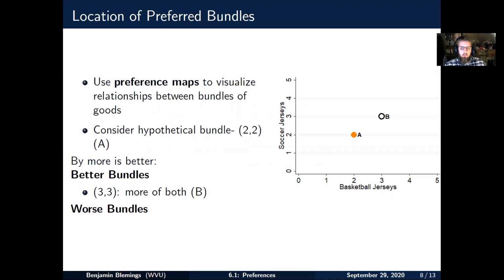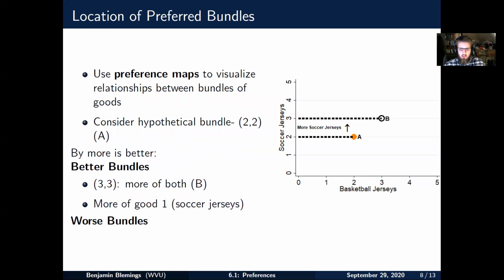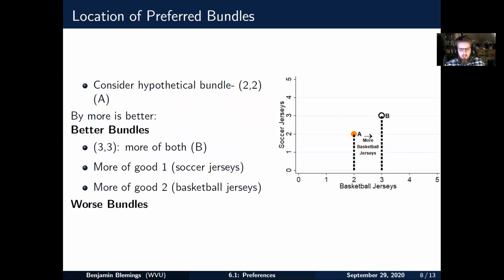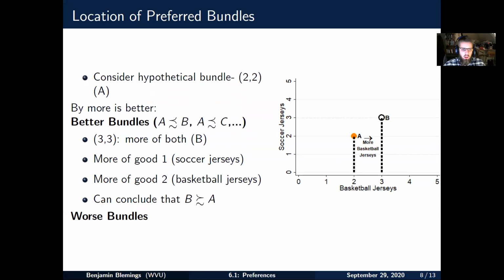And so what does that mean? That just means that, let's say we have a point B where we have more of both, where we have an additional basketball jersey and an additional soccer jersey. We have an additional soccer jersey, so we're up from point A, and an additional basketball jersey, so we're to the right of point A. And so we're farther away from the origin, which means we have more stuff. And from knowing that more is better, we can conclude that B is preferred to A, because you have more at B than you do at A.